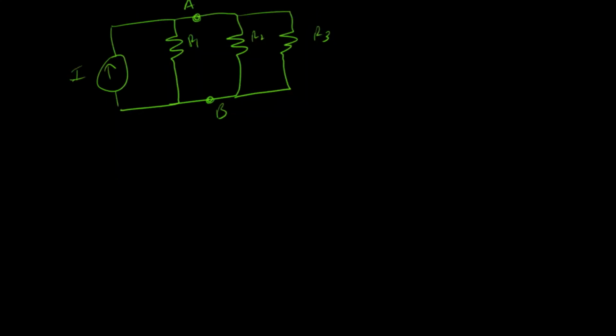Okay, so now if I look at this circuit, I can see that there's this big current I going, and there's a current in each of these branches, I1, I2 and I3, let's call it that.